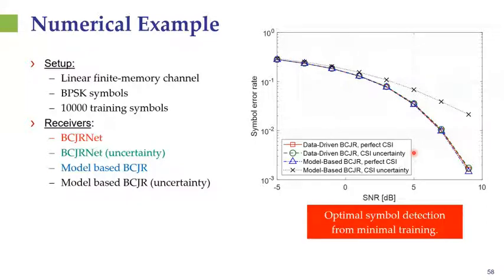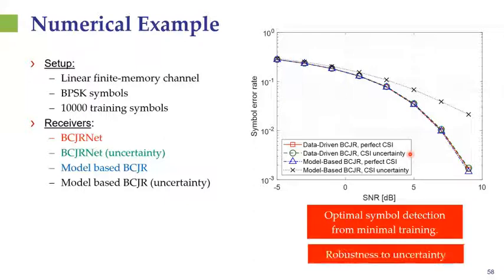So we're here able to learn optimal symbol detection. We're able to learn the maximum a posteriori probability symbol detection from data by learning the factor graph and building upon this learned factor graph to implement the algorithm which we know is suitable for such channels, which is the BCJR algorithm.